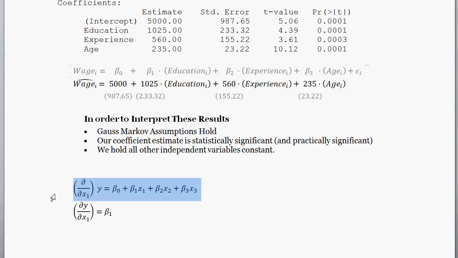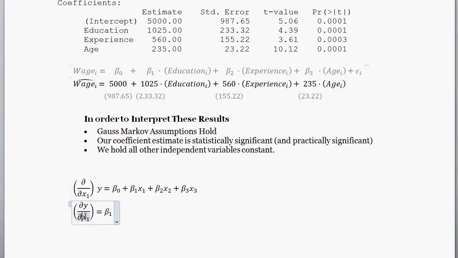Just remember back to calculus. We have a model like this: y is equal to the intercept, plus some constant number times x1, plus some constant number times x2, plus some constant number times x3. If we wanted to find the effect on y of a change in x1, we take the first derivative of this equation with respect to x1. That's our partial derivative with respect to x1. And what we find is that the change in y over the change in x1 is equal to our beta 1 coefficient.